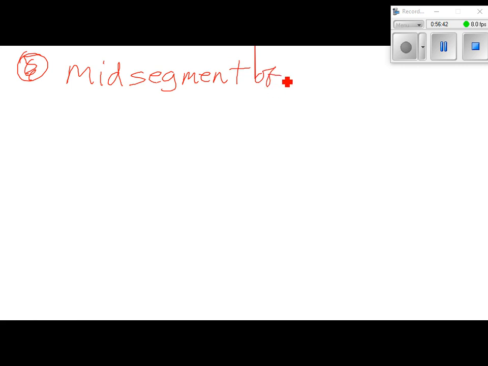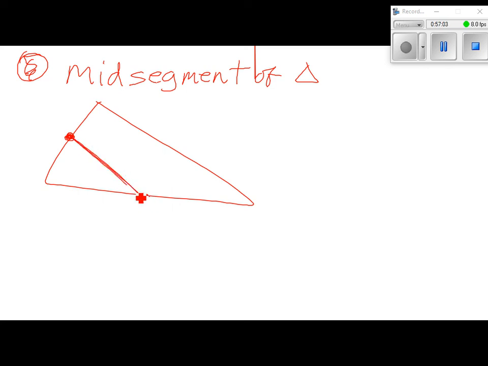Mid-segment of a triangle. What is a mid-segment, first of all? What do I have to find on this triangle if I wanted to draw a mid-segment? The middle of each segment. Middle of each segment, midpoint of each segment. So I'm going to find, maybe that right there is pretty close to the midpoint. What's that segment right there called? That's the mid-segment right there.